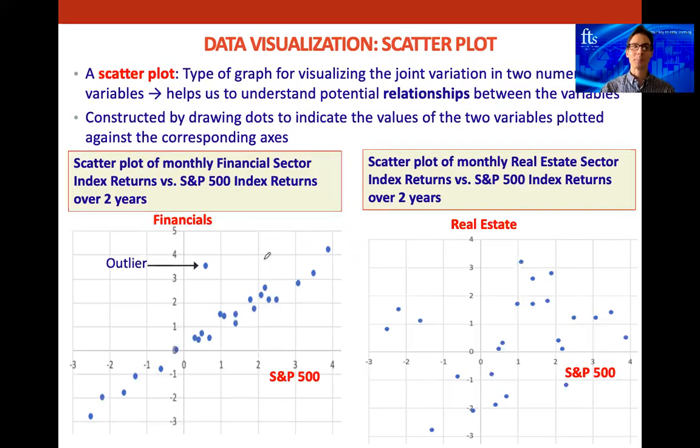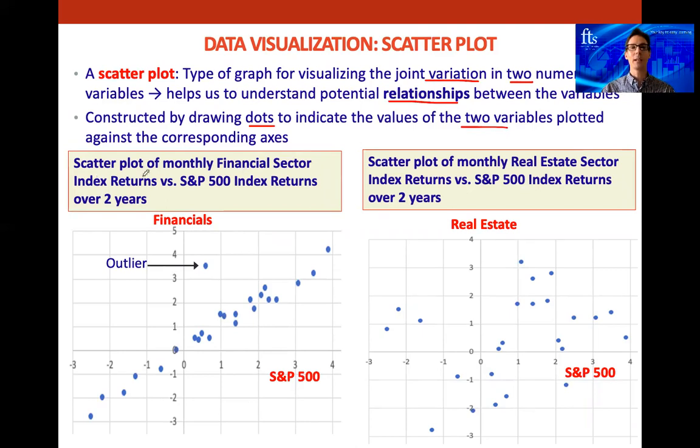Okey-dokes. So now the last thing we need to look at in this class, we'll take a few slides though, is the scatter plot. So what is a scatter plot? It's a type of graph for visualizing the joint variation in two numerical variables. What's good about this is that it helps us to understand potential relationships between the variables. So we do it by drawing dots to indicate the values of the two variables plotted against their corresponding axes. And if we take this example, we'll understand what's going on.